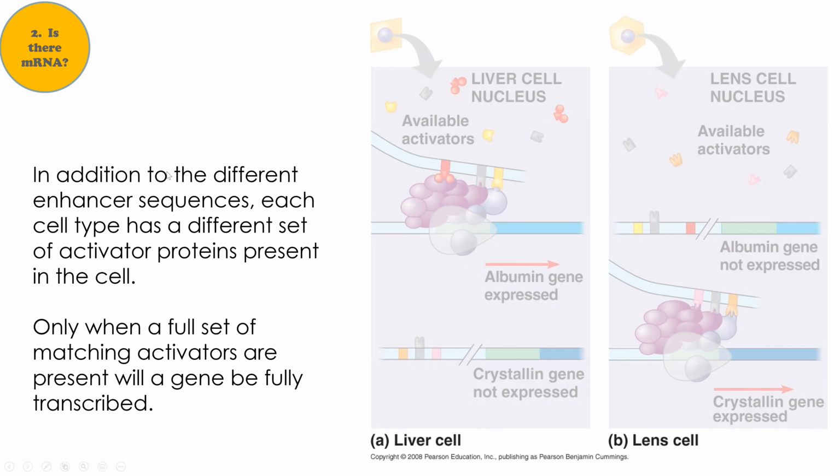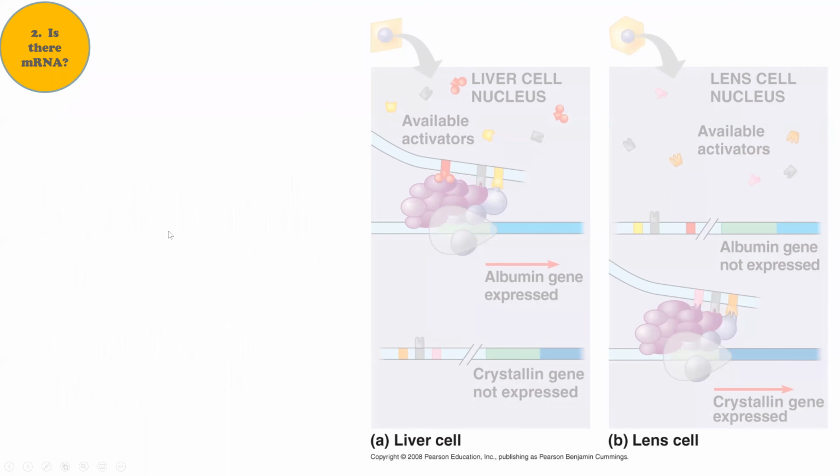So, in addition to the enhancer sequences that we're going to have, we also have to have different activators available in the cell. So hopefully you're able to guess that the cell will have the appropriate activators to match the enhancers that are going to be necessary for production of the gene that it's going to need. Okay, so only when we have the enhancers plus a full set of matching activators will we be able to fully transcribe these genes. So let's look at each example separately.